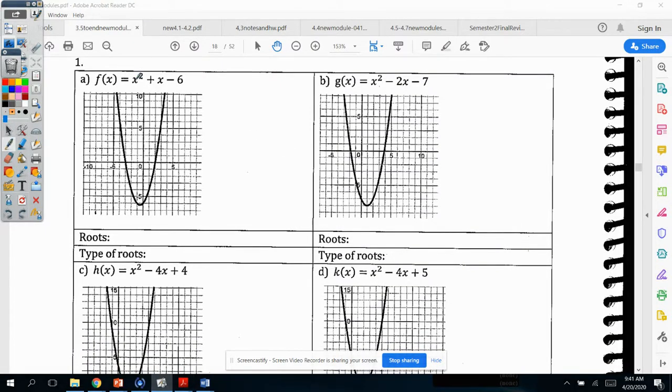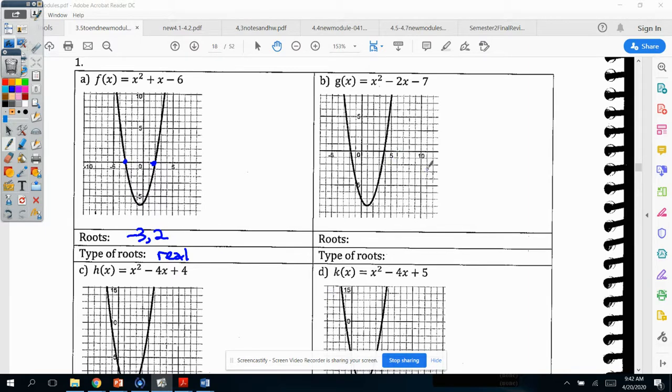I know I'm looking for 2 because the degree is 2 and I can see them, and that's at -3 and 2. So types of roots are real. What are the roots? They are -3 and 2.